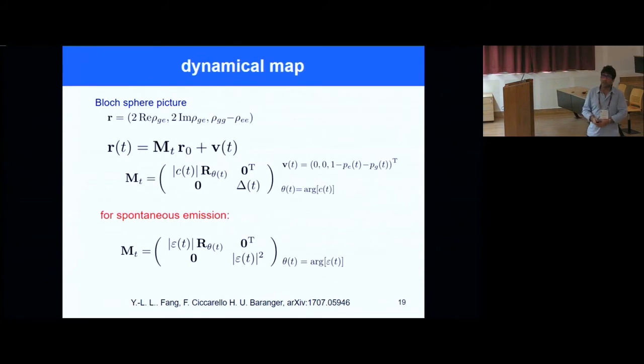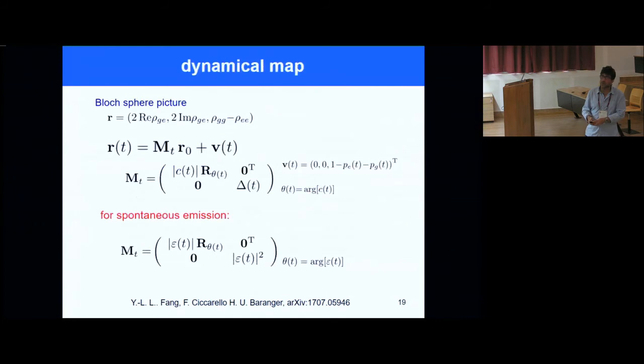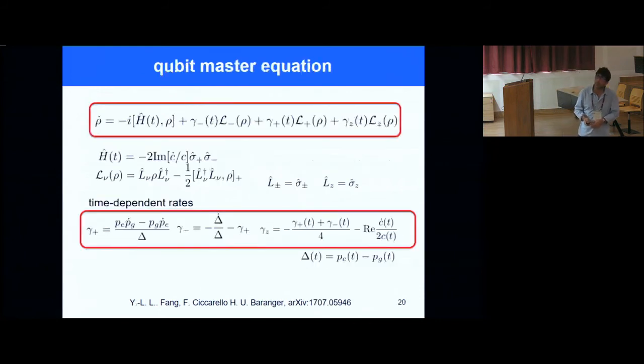Another very peculiar feature that cannot occur with spontaneous emission is that you see that this quantity here is ensured to be positive, whereas this delta t, being the difference between these two populations, is not assured to be positive at all times. You'll see the consequences of this shortly.